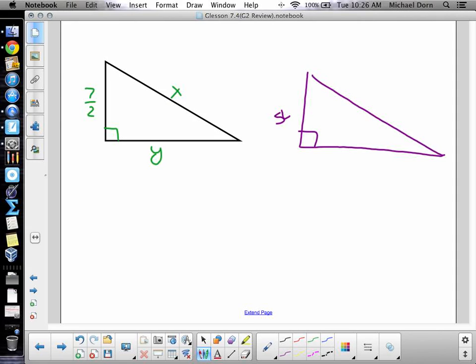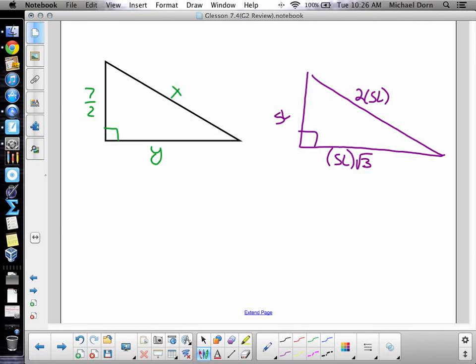and whatever this side is always the short leg times the square root of 3, and this is 2 times the short leg. Now, when we set it up, we just called that short leg Y instead of SL for short leg, but it means the same thing.